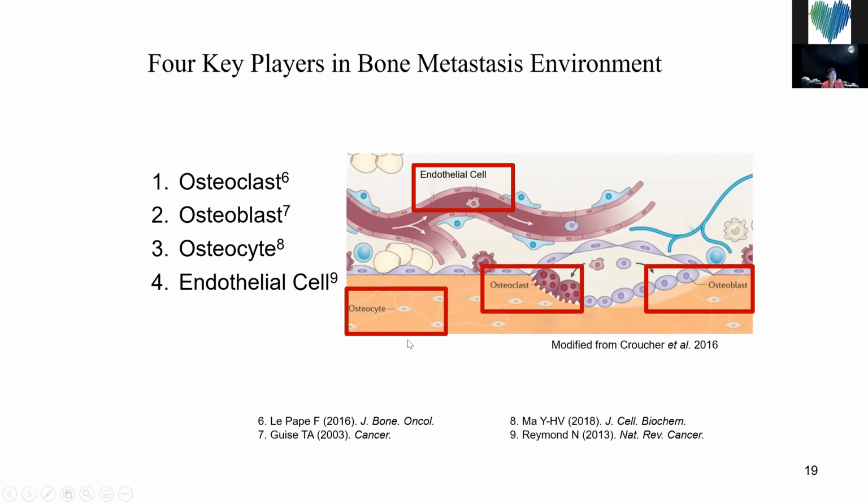So again, there are 4 key players here. One is the osteocyte, which is the cell I just showed you in the video, which is very sensitive to mechanical loading. There's the osteoclast, which is the bone resorption cell. There's the osteoblast, which is the bone formation cell. And there's the endothelial cells. Endothelial cells are very important. If they become very sticky to cancer cells, there's more chance your cancer cell will attach to the wall of the vasculature and then start extravasation.